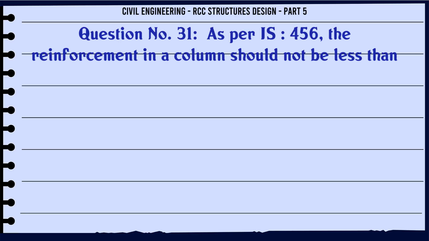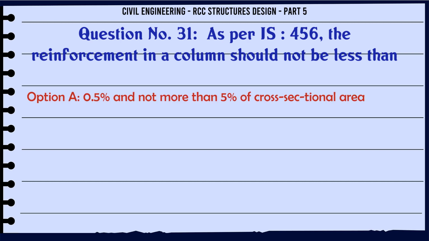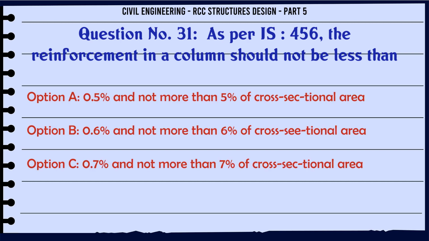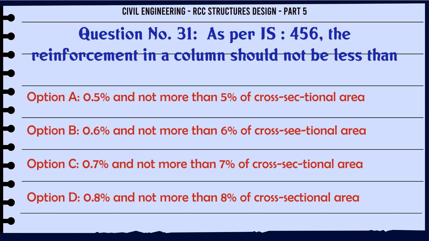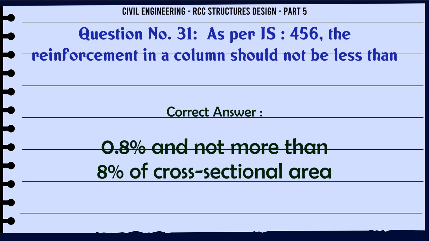As per IS 456, the reinforcement in a column should not be less than A. 0.5% and not more than 5% of cross-sectional area, B. 0.6% and not more than 6% of cross-sectional area, C. 0.7% and not more than 7% of cross-sectional area, D. 0.8% and not more than 8% of cross-sectional area. The correct answer is 0.8% and not more than 8% of cross-sectional area.